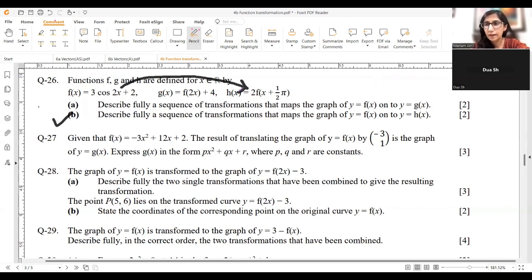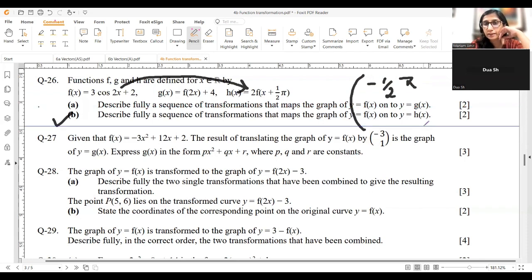Translation by (1/2 pi, 0), when it's x plus something, so it's to the left by 1/2 pi. Minus half pi, because you're going left. It's indicated by the negative sign. So you're moving half pi units to the left. So you're going to write translation by (minus half pi, 0).